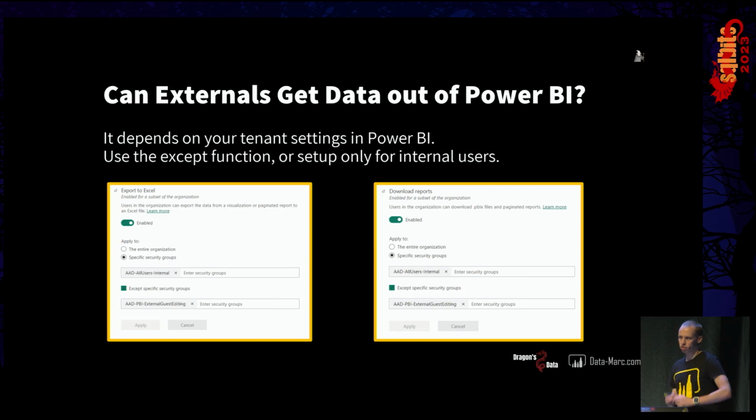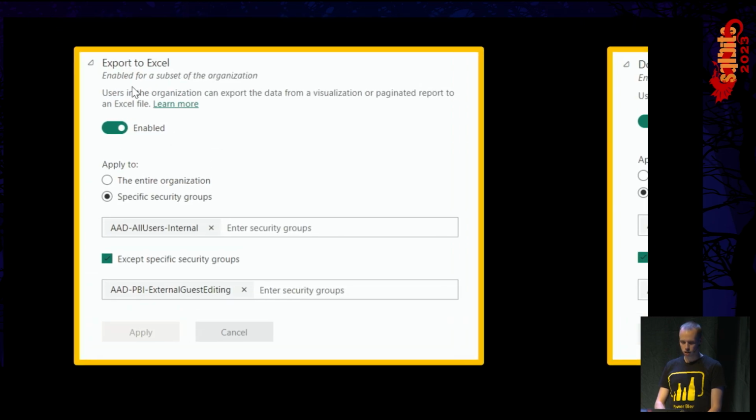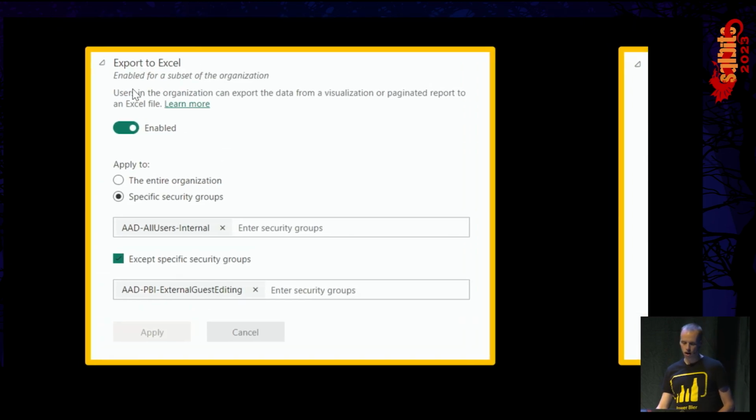So, can externals get the data out of Power BI? We just already heard from Odetta that yes, you can still export to Excel. Yes, you can still use connected tables in Excel. However, you can consider to block this. As a Power BI tenant administrator, I can configure things like blocking export to Excel for my entire organization, or maybe saying I allow it for my internal users, but it's an exception group for all the external users. So everyone that lives outside of my tenant is not able to export.